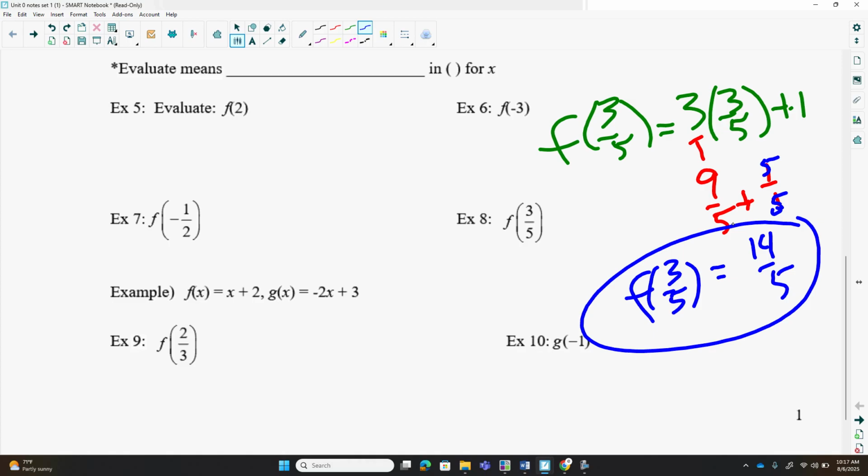You always have a larger number over a smaller number, which is what we call an improper fraction. And you must do that because the higher you go in math, that's the way they're going to write it. We don't use mixed numbers anymore.